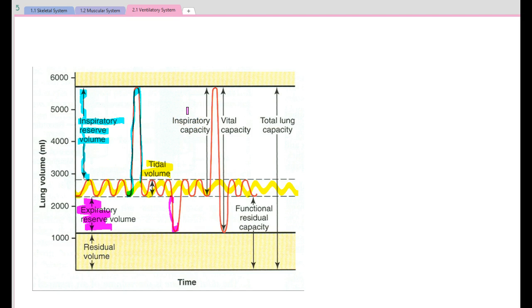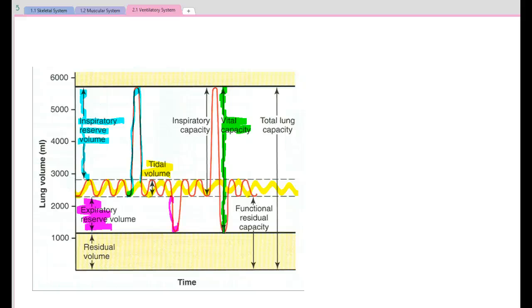The vital capacity, this is the maximum amount that you can breathe in and out per breath. So again, normally measured in milliliters. So as much as we can possibly breathe in and as much as we can possibly breathe out.